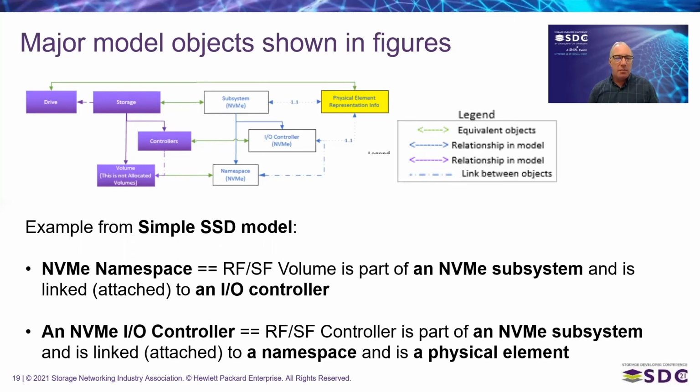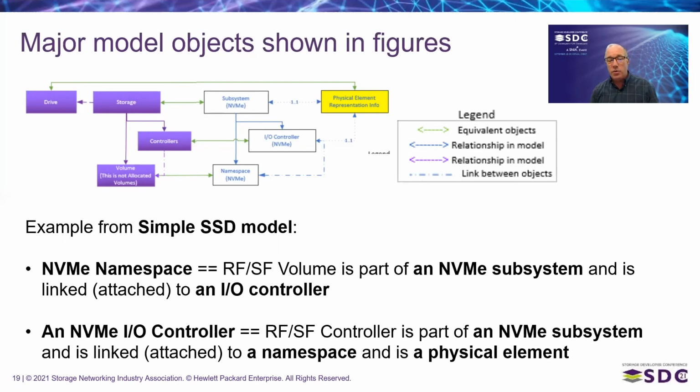So if we take a look at a couple of examples here, the NVMe namespace, roughly bottom center, has this green line that is connecting over to volume, indicating that the NVMe namespace is equivalent to a Redfish Swordfish volume. It has a relationship line showing that it is part of an NVMe subsystem, and it is linked to an I/O controller. In NVM Express terms, we would say that it has been attached to an I/O controller.